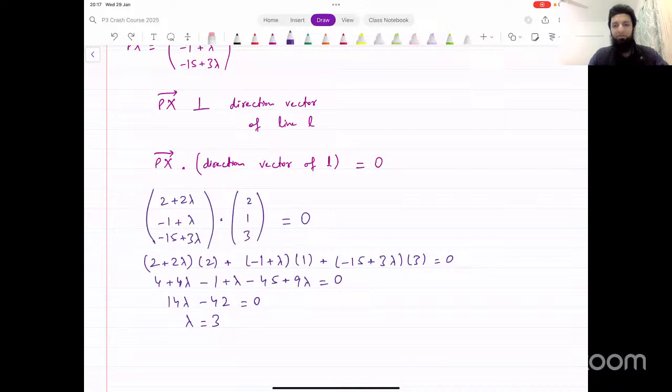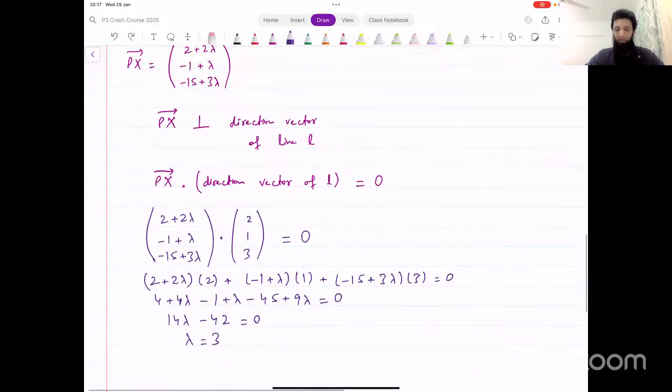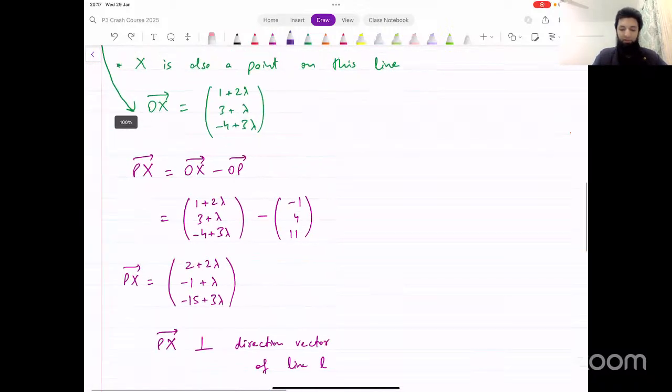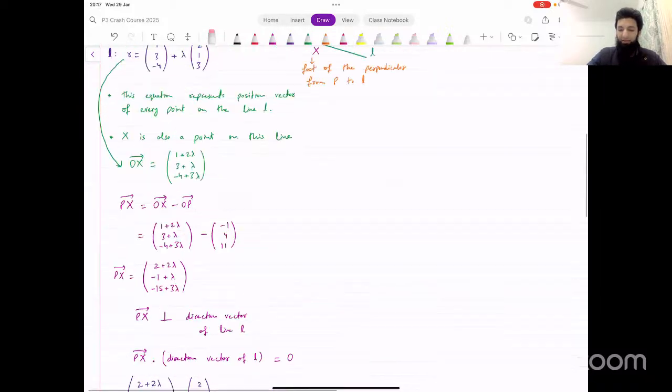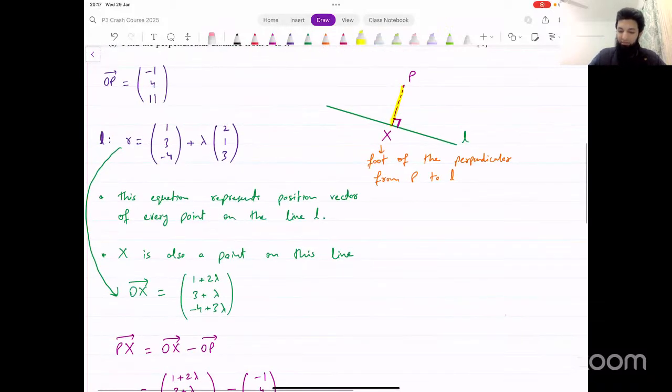Now, the rest is going to be fairly straightforward after this. But let me repeat what we have done here first. So we found the position vector of OX, right? All of you understood that earlier, right? Then we said PX vector has to be perpendicular to the direction vector of the line L.